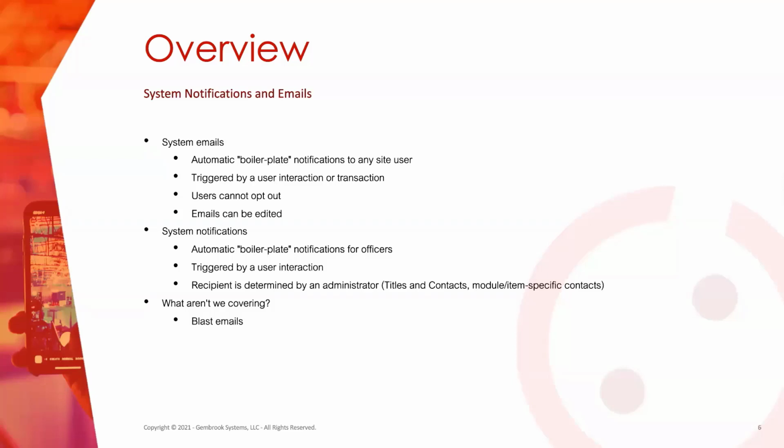Users cannot opt out of system emails. So that's a really big difference between system emails and blast emails, among many other differences. Your blast emails are those emails that you're going into the emailing module and creating, likely with a lot of pictures, maybe a few links here and there. Those are going to be the emails that you use for your newsletters or your announcements from your board or announcements about events. All of our system emails are transaction-based emails.